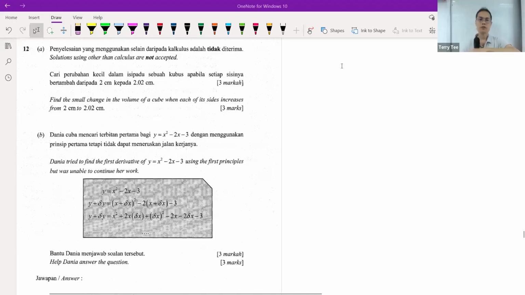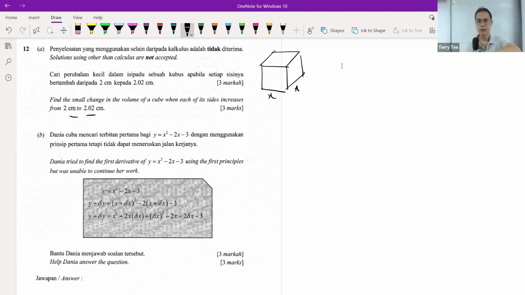Okay, question number 12. So this one you have to use differentiation. It's part A, both actually differentiation. They say find the small change in the volume of a cube when each side increases from 2 to 2.02. Okay, so first of all, a cube, right? Let me just do a sketch. Looks like this. The length of side is x by x by x. So volume of a cube is x cubed.